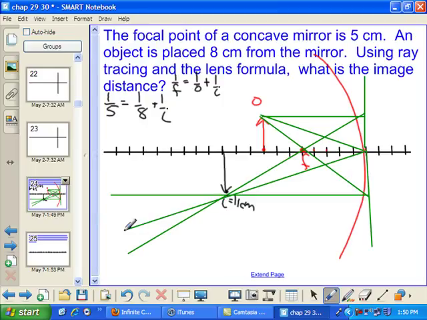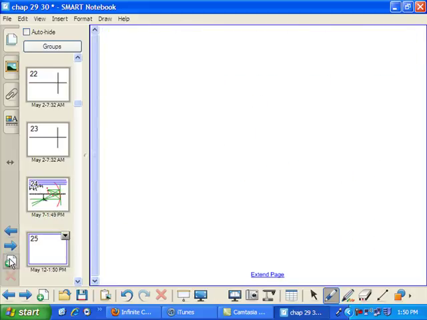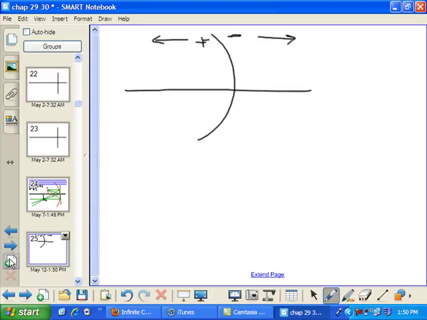But there are a couple of notes you need to add. When you are dealing with mirrors and lenses, there are positives and negatives. Positive is in front, negative is behind.